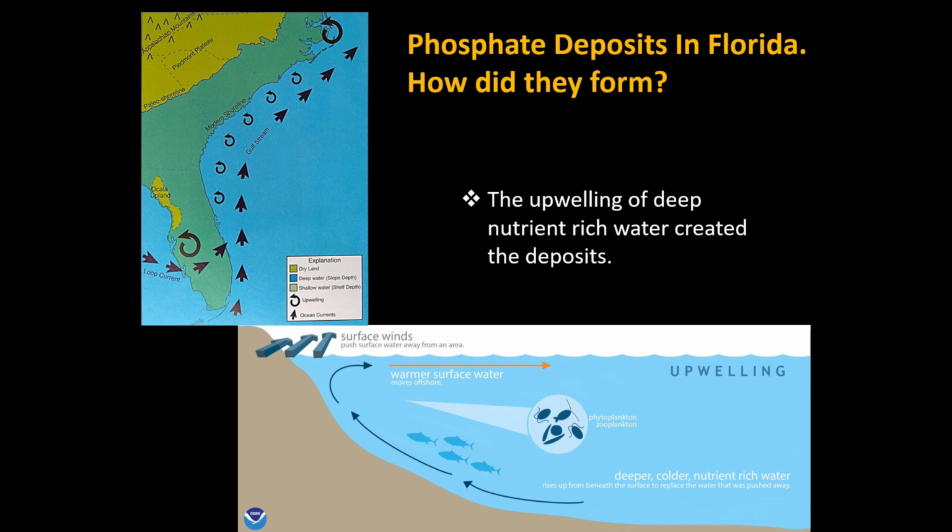The top diagram will show you how these currents and their movements occurred. The bottom diagram shows you in cross-section the upwelling of the deep nutrient-rich waters that were coming from deeper on the slope areas and being deposited on the carbonate platform.